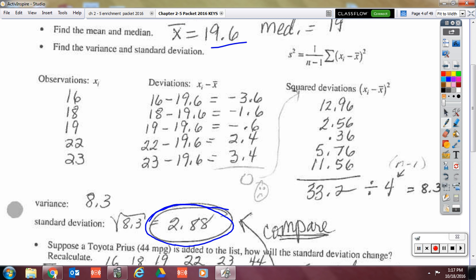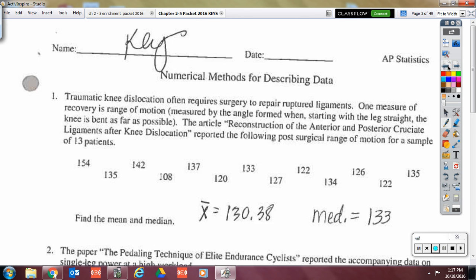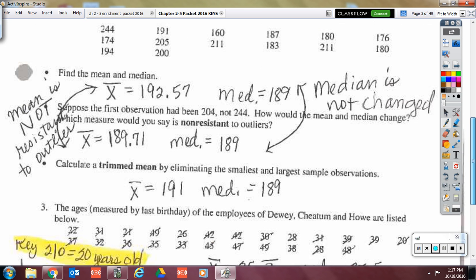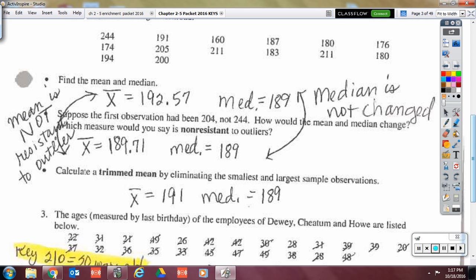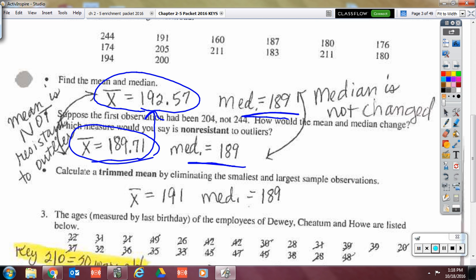Now, we want to see what happens when we have an outlier come into the mix. Yesterday, we looked to see what happens when we have an outlier, and we found that the outlier affected which measure? Mean or median? The mean was affected. See, the mean changed when there was an outlier. But look at the median. It did not change. The median was resistant to outliers.